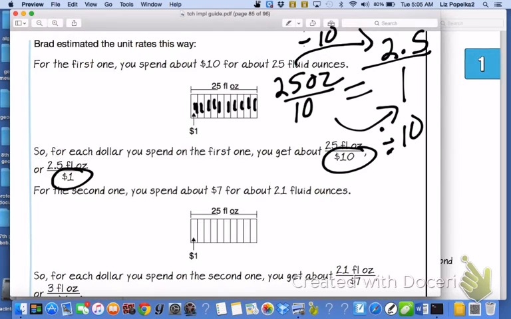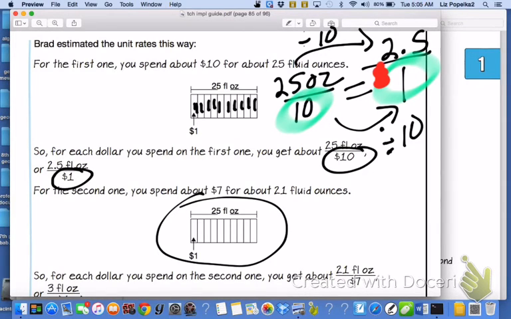So that means that each one of these little dollars is getting him 2.5 ounces. So he found the unit rate, but he kind of switched it up. The bottom is the money instead of the top, like in the previous example, which is okay. So you've got to think about it a little bit differently. For $1, you're getting 2.5 ounces of detergent. Okay, now we know something's wrong here because he's got the wrong picture here for this second example.